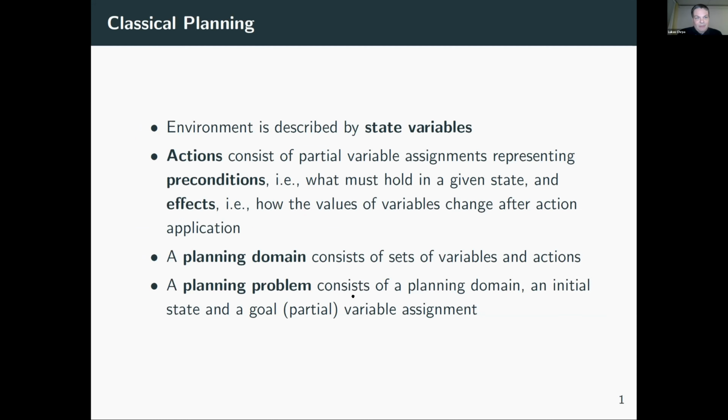Now, just to give you a brief introduction into classical planning. In classical planning, we can describe the environment by finite state variables. We have actions with preconditions and effects. Preconditions say what values of the variables have to be true before the action can be applied, and effects say how values of the variables will change after action application. Actions and variables are coupled in what we call a planning domain, and a planning problem defines a specific initial state and a goal which we want to achieve.